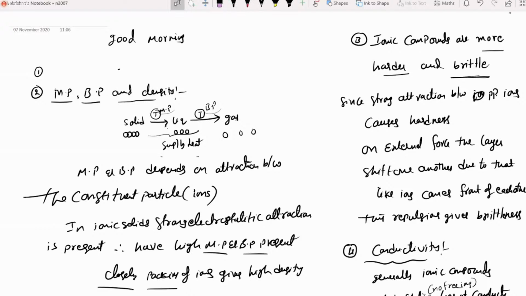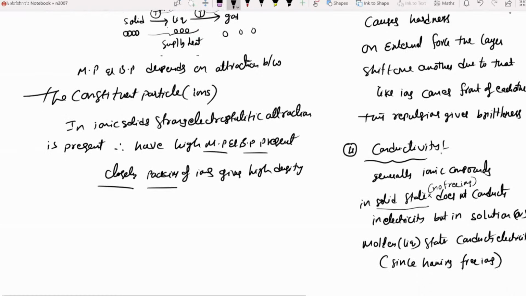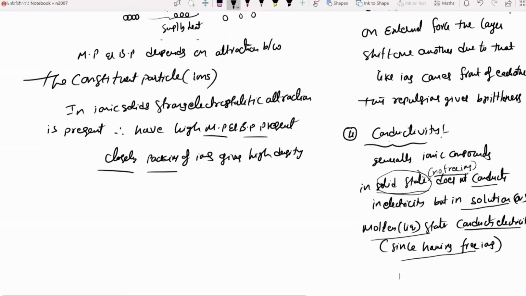And conductivity. Why don't they conduct in solid state? Because of no free ions. All the ions are at fixed positions. That's why they won't move. That is the reason why in solid state they won't conduct. But in solution or molten or liquid state, they conduct electricity since they have free ions. When they are in liquid or molten state, the free ions are released. That is the reason why they conduct electricity.